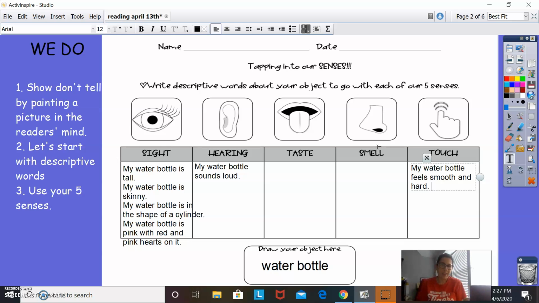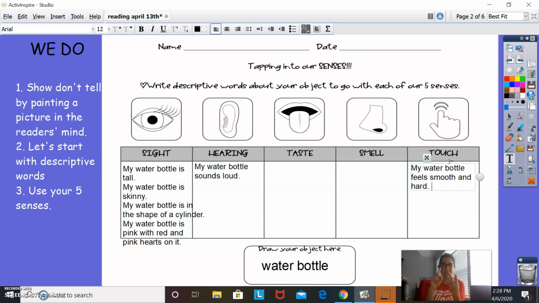So now that I have written my complete sentences using my 5 senses, I actually used how many? I used my sight, my hearing, and touch. You don't have to use all of them if they don't apply. Are you ready to see my water bottle? I'm curious if I painted a picture in your head about what my water bottle looks like.